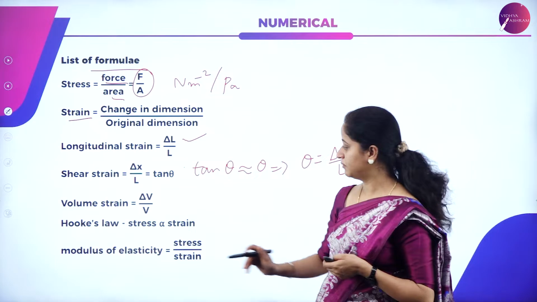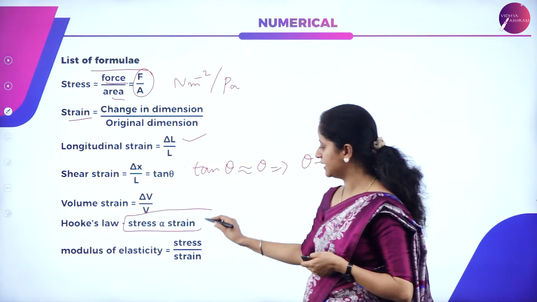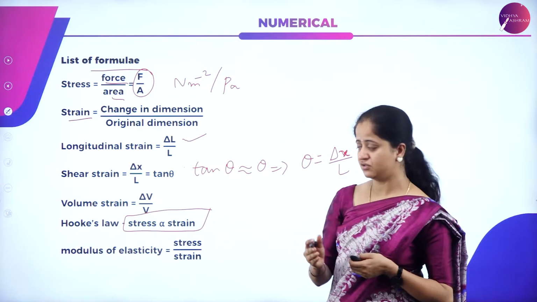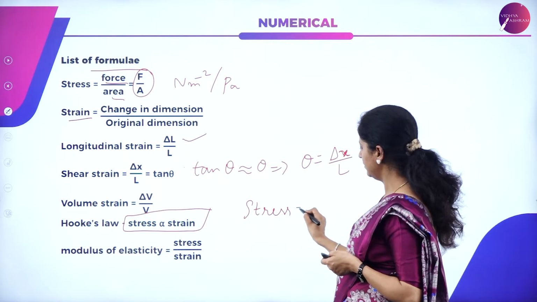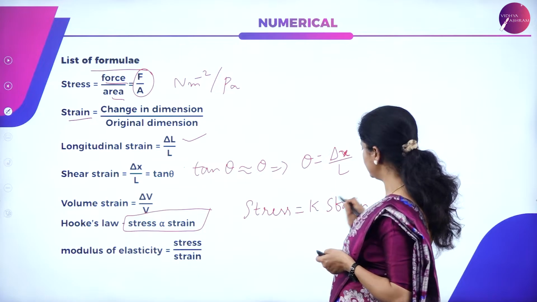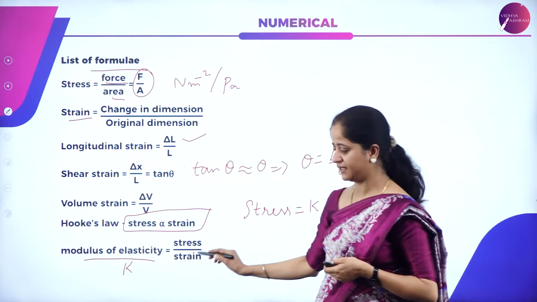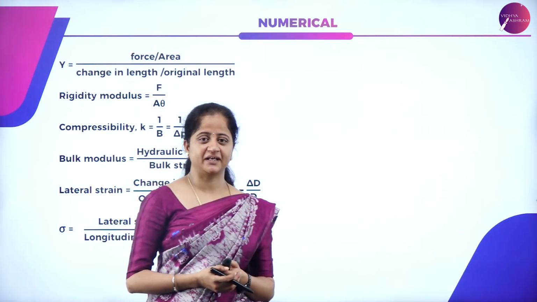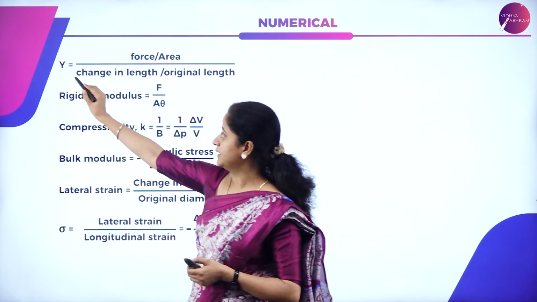And we also studied Hooke's law. Hooke's law states that stress and strain are directly proportional to each other. To remove this proportionality, we need to introduce a constant. So you can write it as stress is equal to K into strain, where K is called the modulus of elasticity. So modulus of elasticity K can be written as stress divided by strain. Next, we have studied the types of modulus of elasticity. Among them, the first one is Young's modulus.